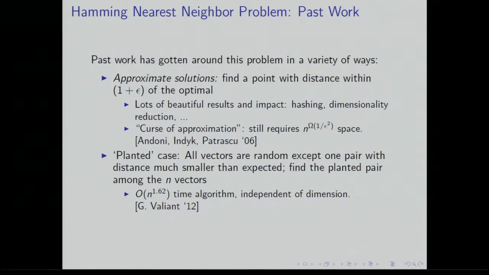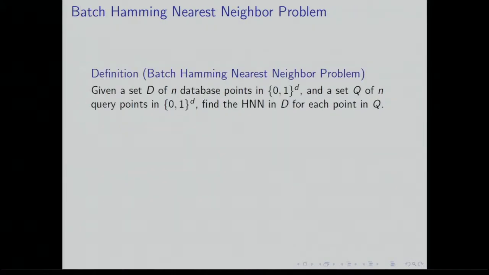But nonetheless, we wanted to focus on the exact original problem. And we instead focused on a natural offline version of the problem: a batch Hamming nearest neighbors problem. Here, you're given the set of n database points in dimension small d again, and you're also given a set Q of n query points all at once. You want to find the Hamming nearest neighbor in the database D of each of the query points. So we basically want to answer n of these queries at the same time.